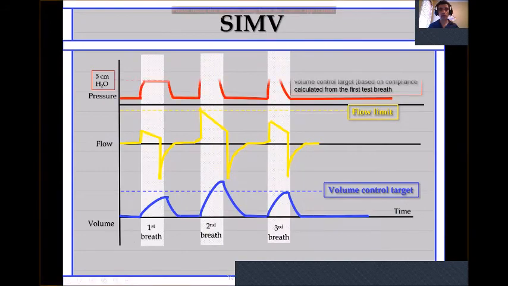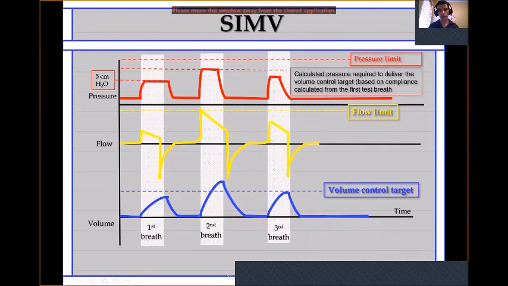And this is how the SIMV starts: first breath below volume, second breath above volume until it reaches the target volume. And you can see the flow. This is the pressure. It's flow limited or pressure limited, volume targeted. So you can see that the flow didn't reach, then the flow exceeded until it goes down.